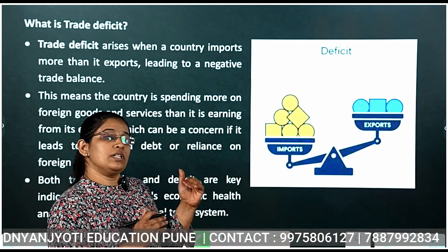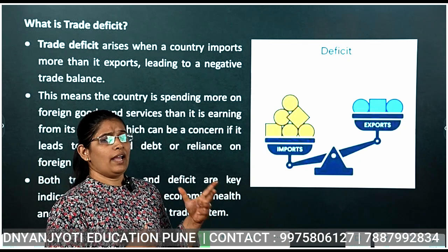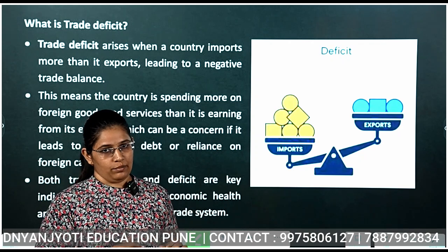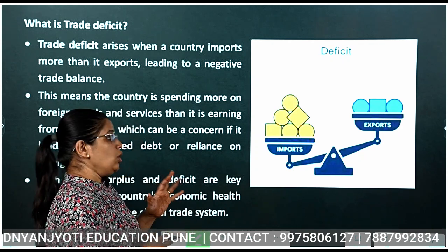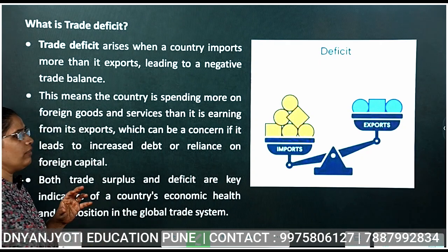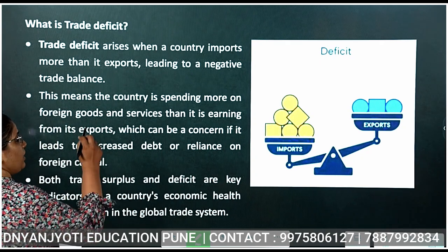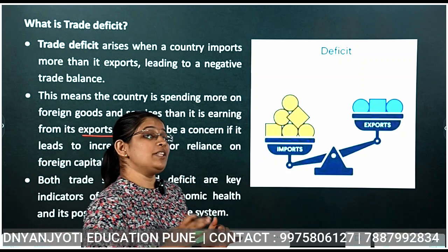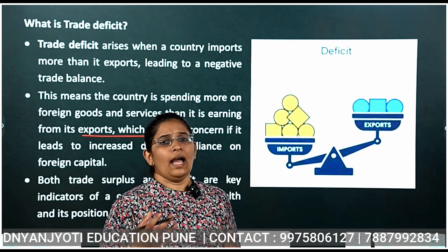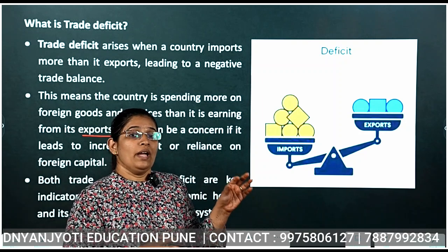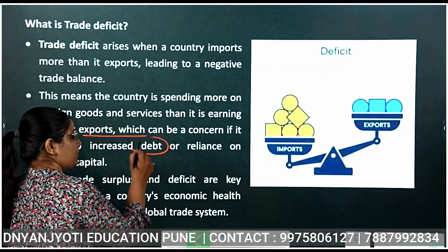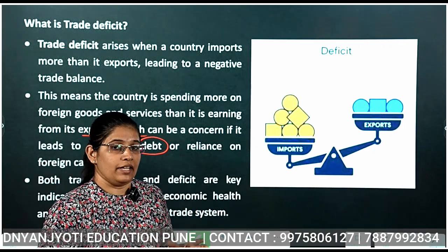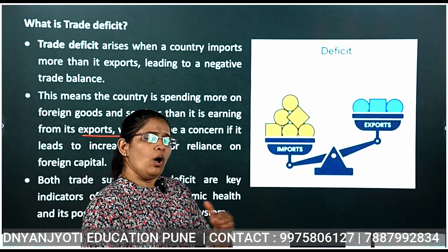Okay, so imports will be larger and exports will be lower. Such a situation can be termed a trade deficit. This situation in the economy shows that there is a concern, because such a mismatch between the amount of export and the amount of import leads to an increase of debt concern, and it also shows that a certain country is more dependent on other countries.